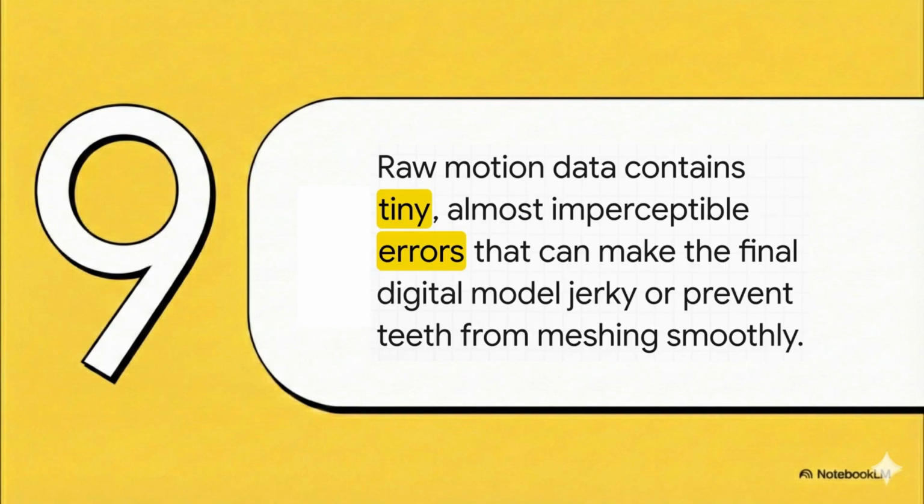So we've got the data, we've built the model, we're done, right? Well, not so fast. Here's the twist. No matter how carefully you record it, raw motion data always has these tiny little errors and glitches in it. It's just noise. And that noise can make the digital model move weirdly or cause the virtual teeth to crash into each other instead of fitting together smoothly. So the raw data isn't good enough. It needs to be perfected.